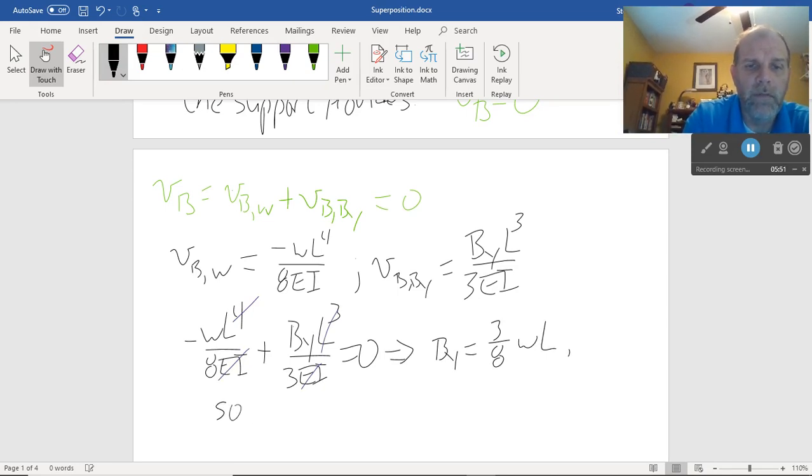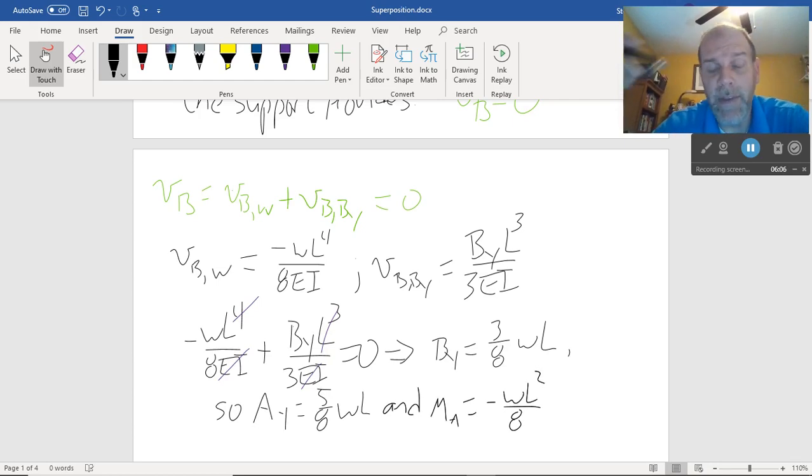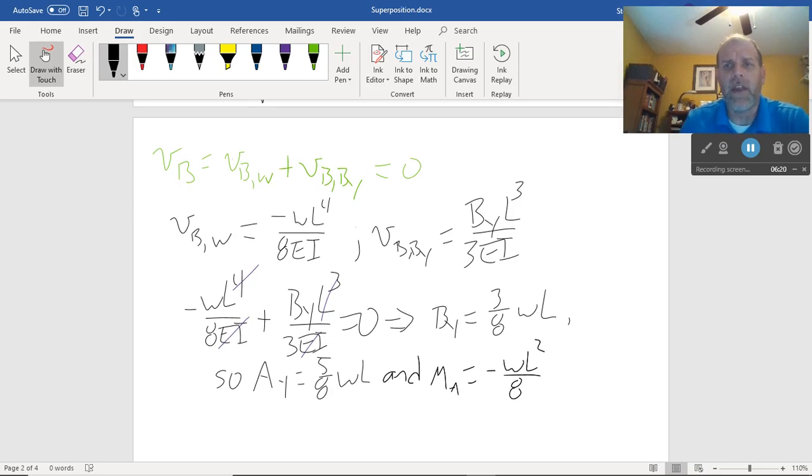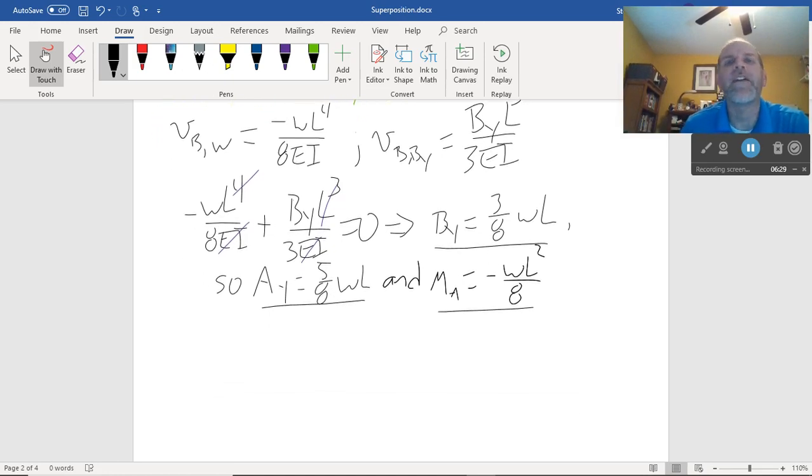So therefore, Ay is 5/8 WL, and MA is minus WL squared over 8, because it's 3/8 WL times L minus WL squared over 2. Well, a half is 4/8, so therefore I wind up with minus 1/8. Okay. That's all well and good. And sure, that's the way superposition runs, and that's the way people normally use superposition: they take away the roller support. I'm not going to do that the second time, though, right? We can do something else.